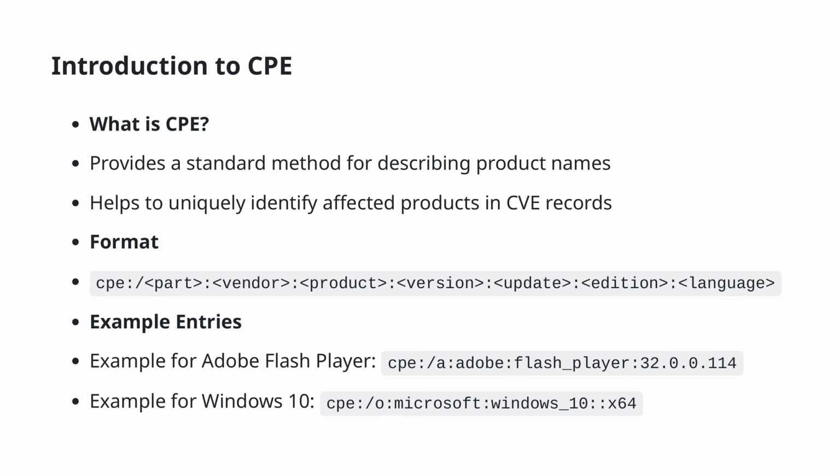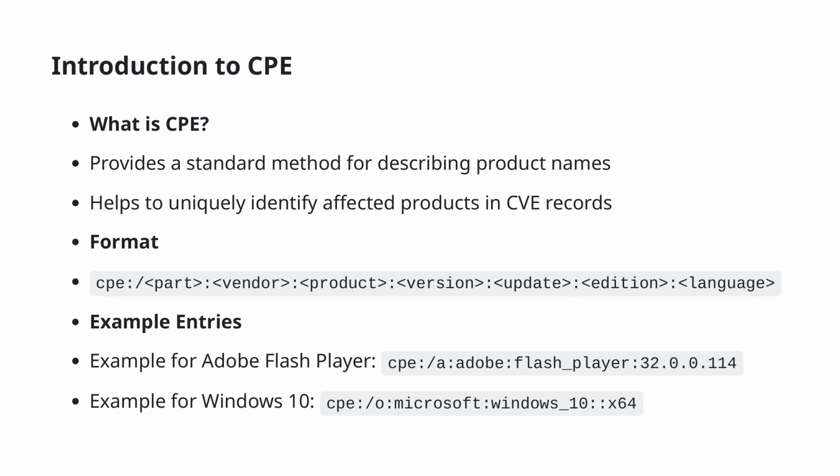Let's delve into the concept of Common Platform Enumeration, or CPE. CPE is a standardized method used for describing product names and versions in a consistent format. This standard is crucial because it allows for the precise identification of affected products in Common Vulnerabilities and Exposures (CVE) records. The format of a CPE is structured as follows: cpe:/part:vendor:product:version:update:edition:language. This structure ensures that every part of the product's identity is captured accurately, from the vendor's name to the specific version and even the language if applicable.